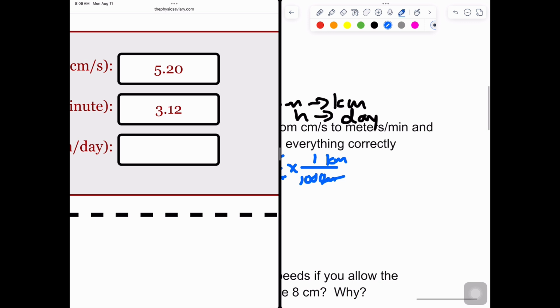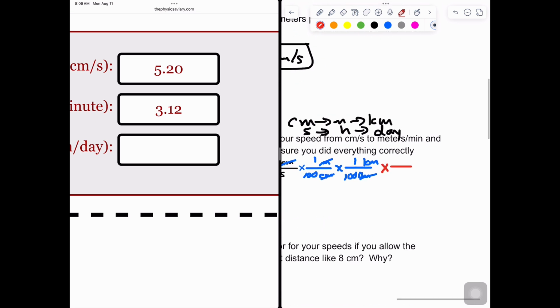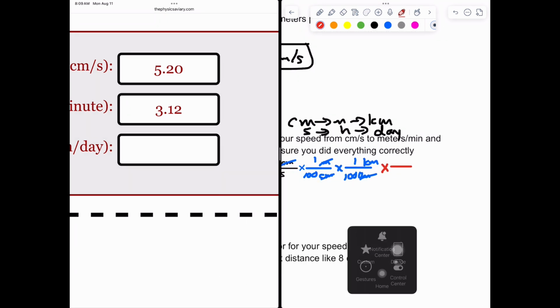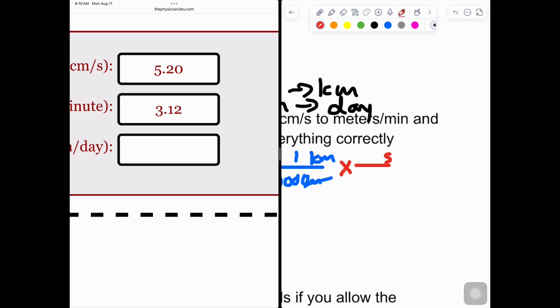Okay, now I'm going to focus on the time conversion. I'll just give it a different color just to help out. So now I'm going to go from seconds to hours. Well, remember, there are 60 seconds in 1 minute, and there are 60 minutes in 1 hour. 60 times 60 is 3,600. So there are 3,600 seconds in 1 hour. And then last step would be hours to days, and there are, of course, 24 hours in 1 day.